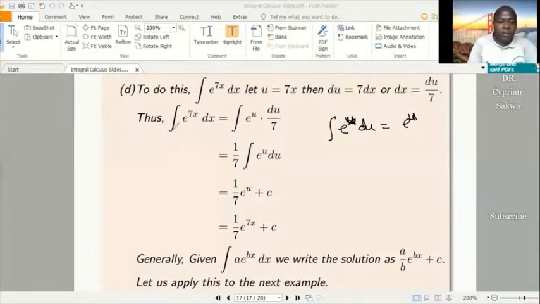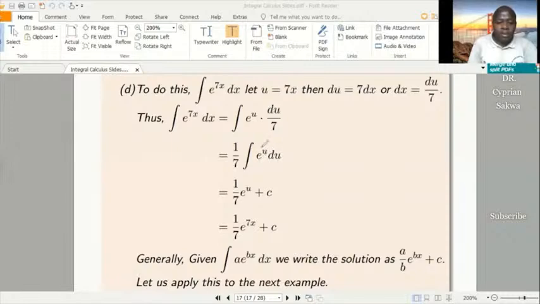So therefore, in this integral, we just substitute back what was u. This will be the same as the integral of e raised to u times, instead of dx, I'm writing du out of 7, because that's what we have. Du out of 7 is the equivalent of dx. Now at this point, as we've been doing, take the constant after the integral sign. We have 1 out of 7 times the integral of e raised to u du.